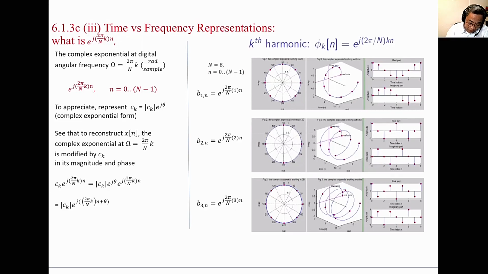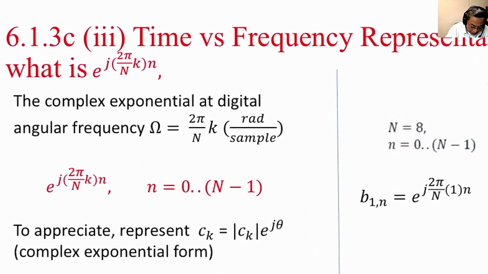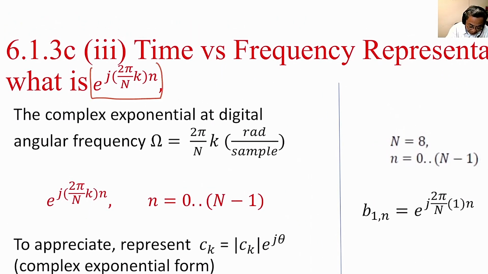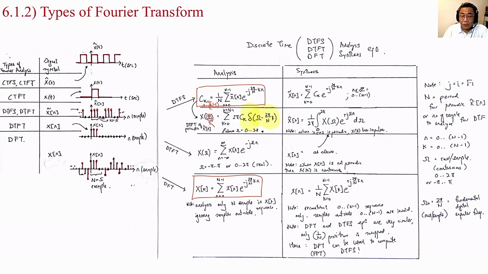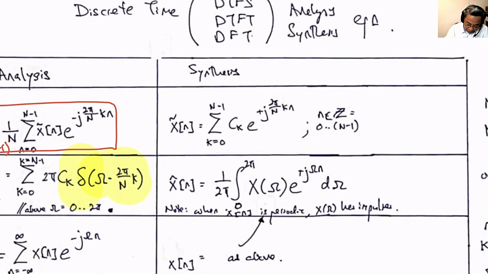Let's now continue to understand the time frequency representation. Specifically, we are interested to understand this term over here, which is e^(j omega 2 pi over N k n). What is this sequence? Where is it used? Well, if you look at this equation carefully, which is the synthesis equation, this is the sequence that we are interested to look at now.